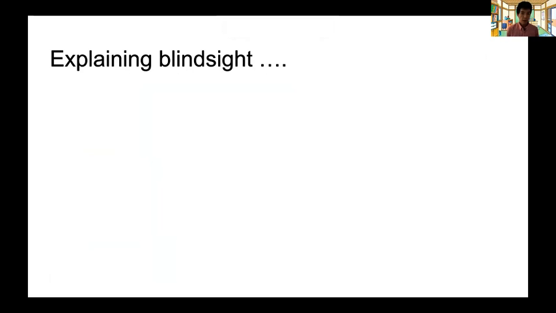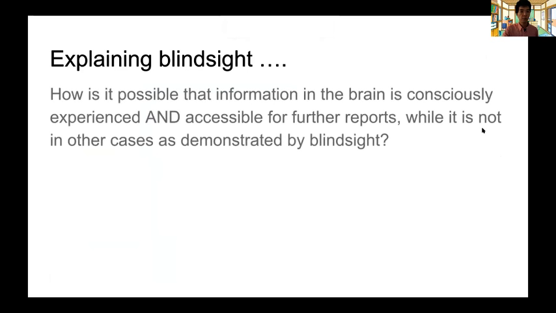Okay, so this final part of this week's lecture is trying to get to the visual system. The question here is how it's possible that the information in the brain is consciously experienced and accessible for further reports in some cases, like the Haynes visible case, but it's also not the case, like in the case of the blind side or a priming effect of the standard study.